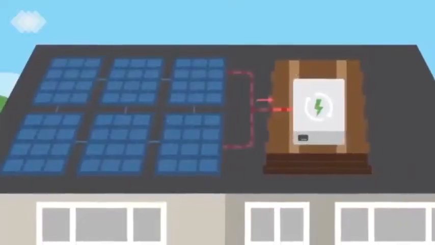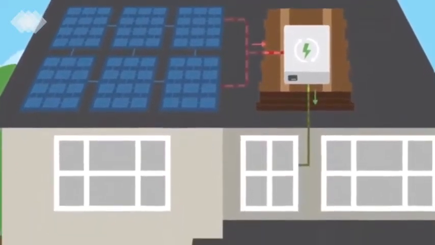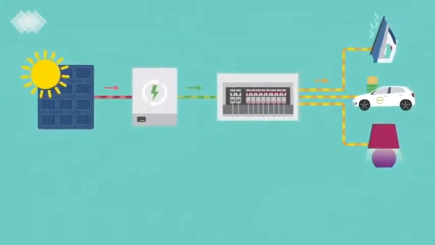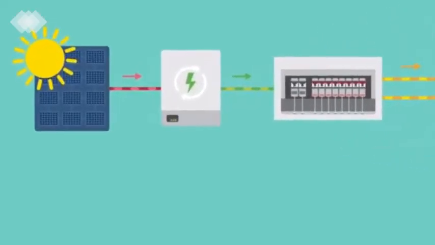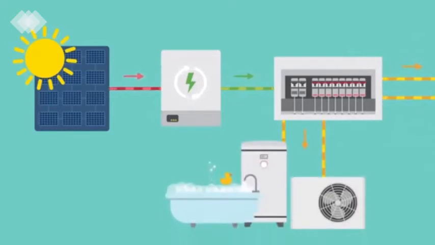And this battery will supply the DC power to the inverter to convert it into AC power, which is then available for the appliance. Okay, let's use an example, a home situation. Let's say that you have a solar PV, and when your solar PV generates more power than the appliances you're using, the excess can be diverted into the immersion or the heat pump to heat your water.